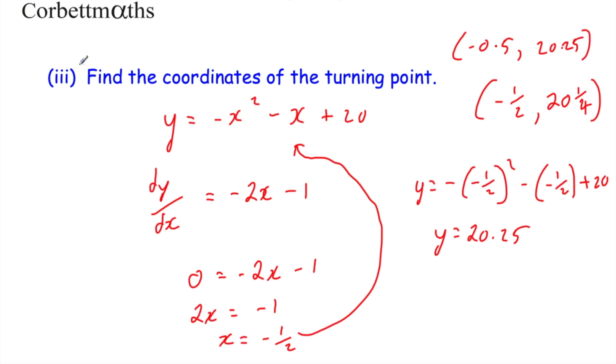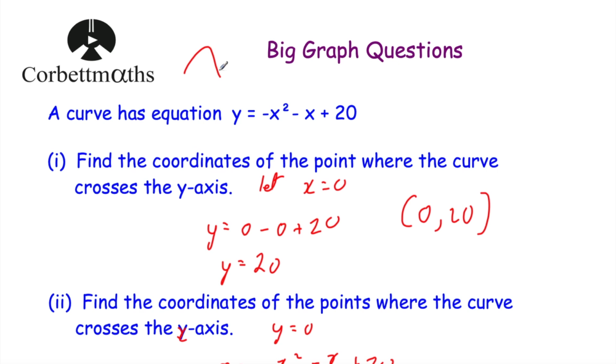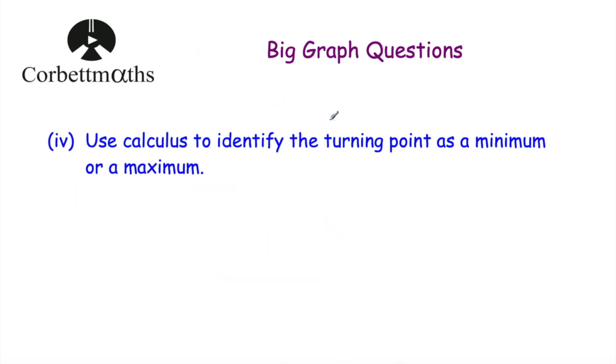Okay, so we've done the third part of the question. Let's have a look at the fourth part. So the fourth part probably will be to show that that's a maximum point. So use calculus to identify the turning point as a minimum or maximum. Now we already know it's going to be a maximum turning point. It's a minus x squared graph, so it's that n-shaped parabola, so it has to be a maximum point. But let's use calculus to show it. And really this question is just checking you know that d2y over dx squared will help you show if it's a maximum or minimum turning point.